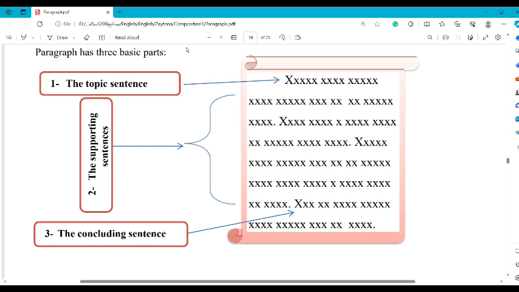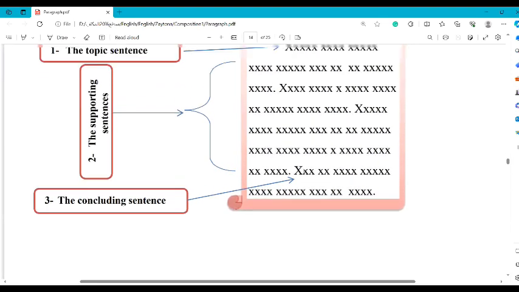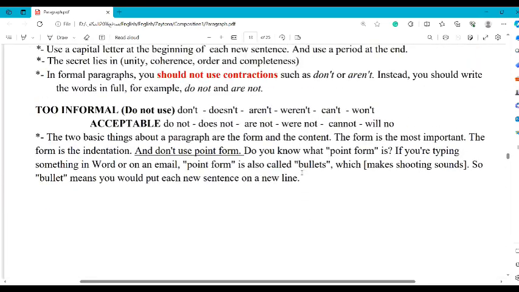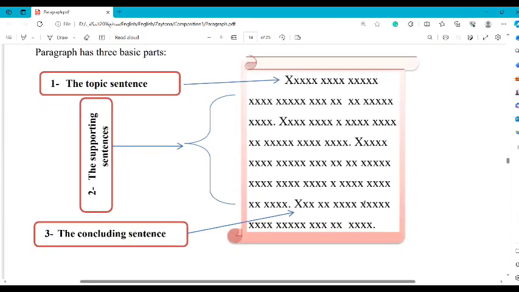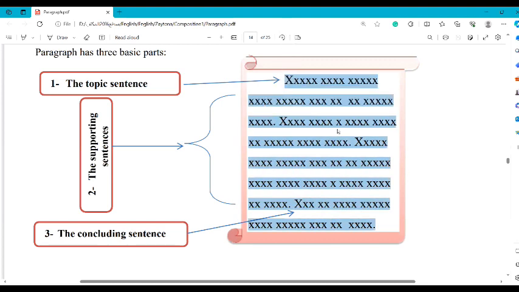Yes, sir. Yes, great. In this note, I'm telling you not to use point form or bullet form, not to write every sentence on a new line. No, I need to write all the sentences next to each other, to have this form, okay?